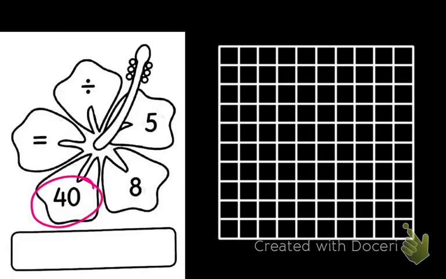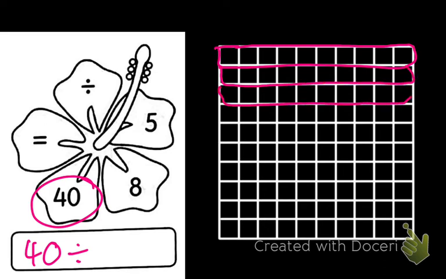Okay, next one, 40. Okay, 40. This one is 10. We know it is 10, one group. Forty, okay, 10, 20, 30, 40. Okay, 40 divided by 5. 1, 2, 3, 4, 5. Okay, half. Okay, how many groups? 1, 2, 3, 4, 5, 6, 7, 8.